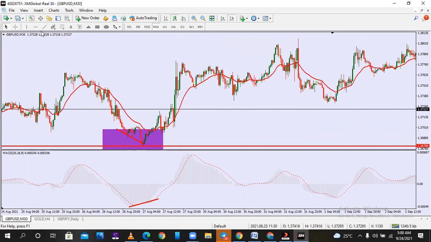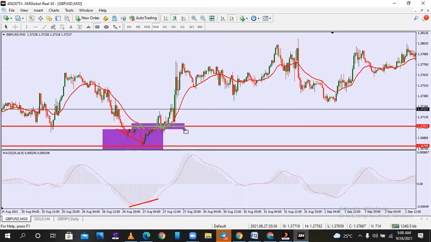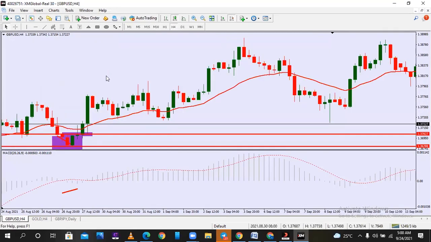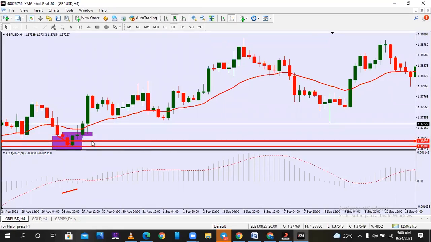Now, after we have the divergence, the next thing you see is what? A breakout of the divergence. This is the breakout of the divergence at 4 hours. At the close of 4 hours, let's see. Yes, we have it. And this is the bar at the close of 4 hours.